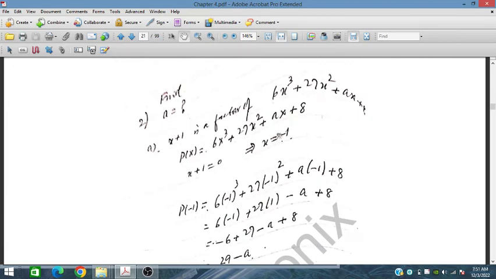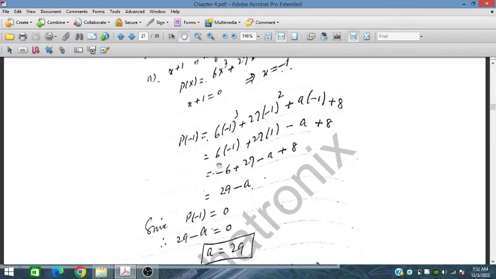x plus 1 is a factor, so x plus 1 is equal to 0, x is equal to minus 1. So we'll place in this polynomial x is equal to minus 1. So we'll place minus 1 here, so minus 1. So here we have minus 1, x square minus 1, and this place minus 1, and this plus 1. Now we solve it. So this is cube, sorry. So this is cube, so minus 1 will be here. So this is minus 1, so this becomes plus 1, minus 9, and minus a.